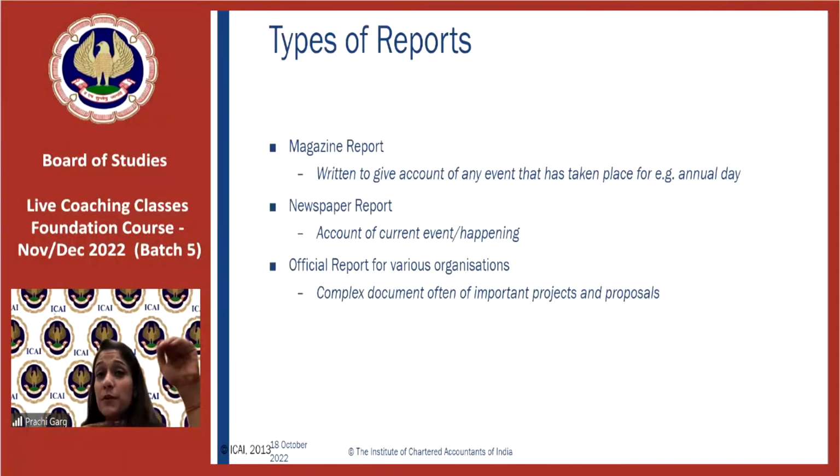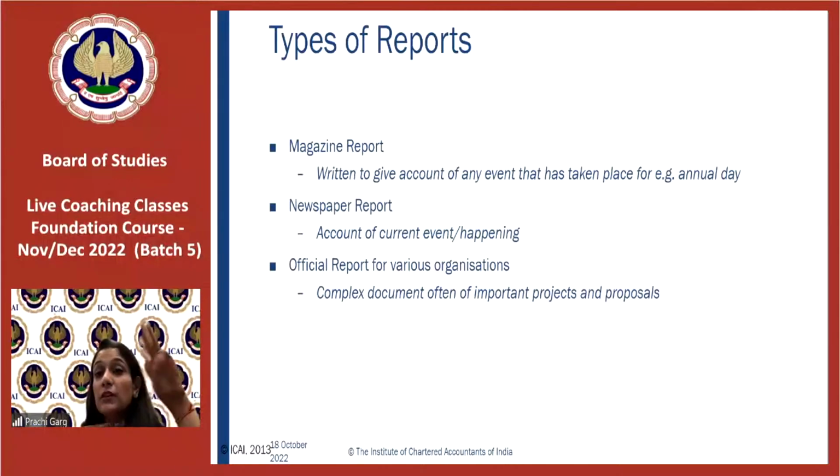Then come the newspaper reports. In newspaper reports, you basically give an account of a current event. Newspaper reports generally cover current events or current affairs, something that happened recently, right? Some accident has taken place, or some crime has taken place, or any kind of financial decision has been taken as a nation, or any policy has been changed. All of that is covered in the newspaper report, because that is something that has taken place currently.